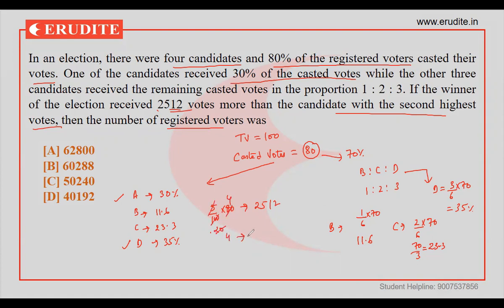So 4 units is representing 2512, then 100 units will represent how much? You have to just find out this thing. So once you solve it, it is coming 62800. So the answer is option A. I hope it is clear to everyone. Thank you.